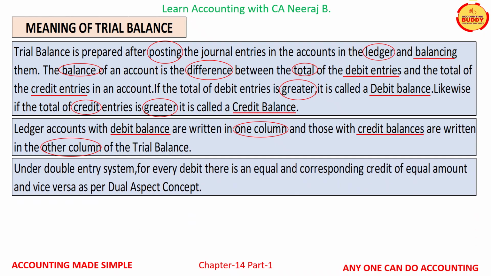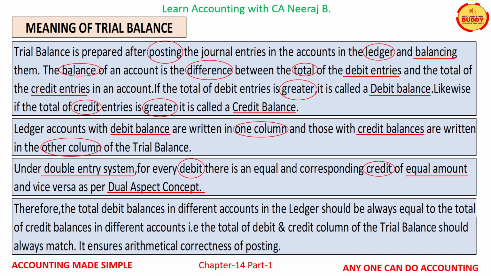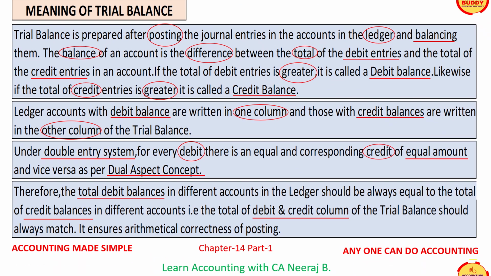Under double entry system, for every debit there is an equal and corresponding credit of equal amount and vice versa, as per dual aspect concept. Therefore, the total of debit balances in different accounts in the ledger should always be equal to the total of credit balances in the different accounts, that is, the total of the debit and the credit columns of the trial balance should always match. It ensures the arithmetical correctness of the posting.